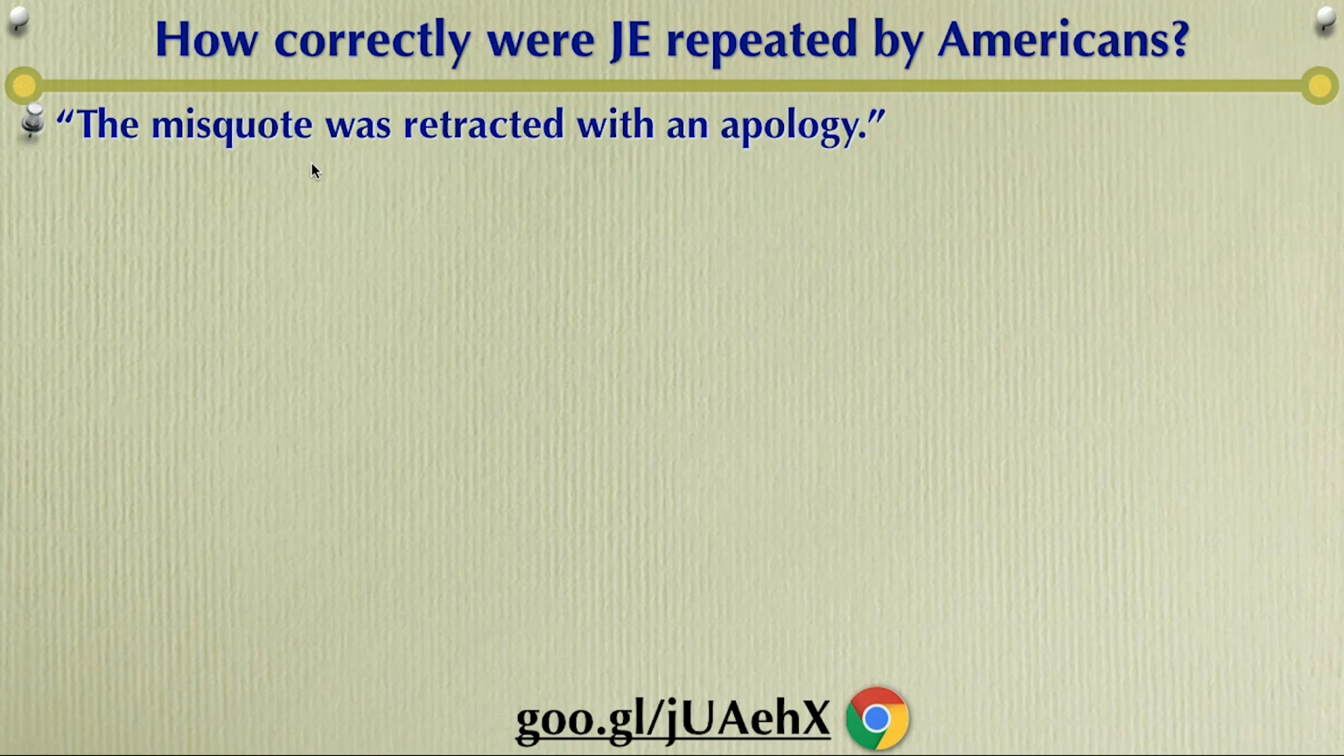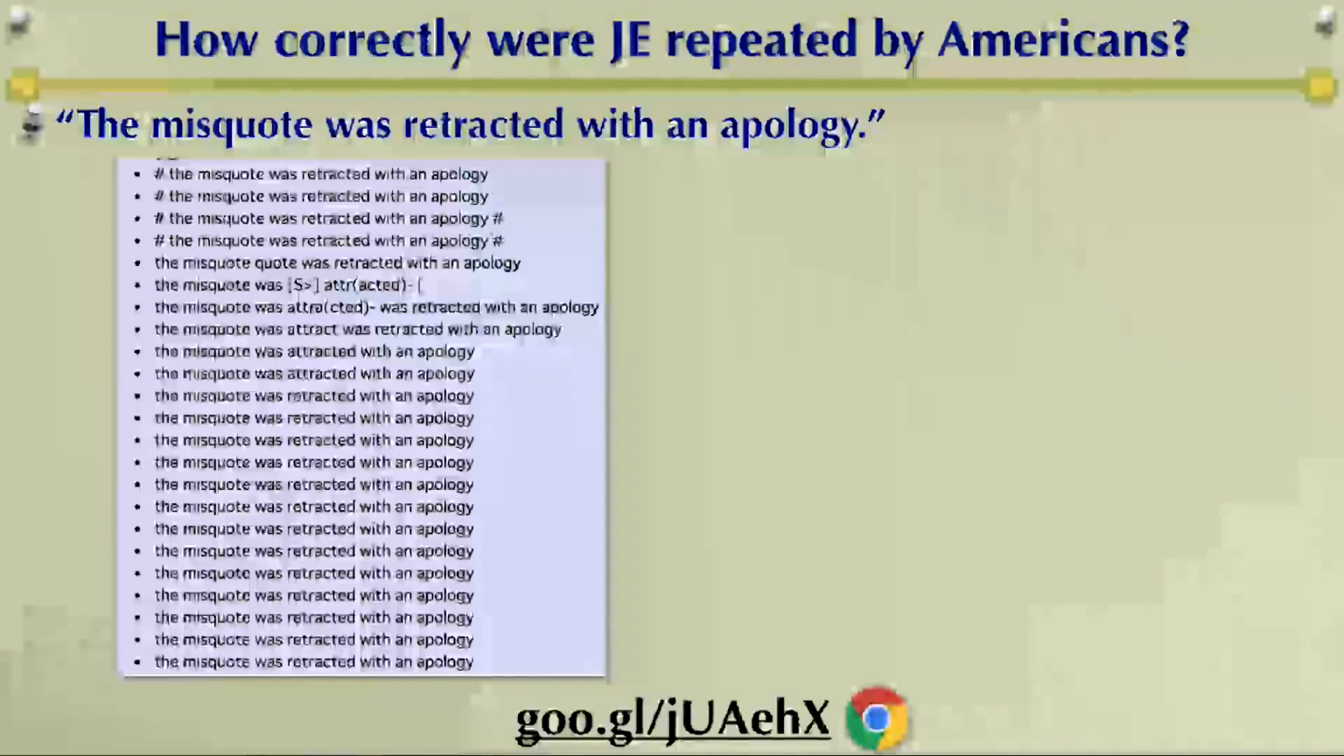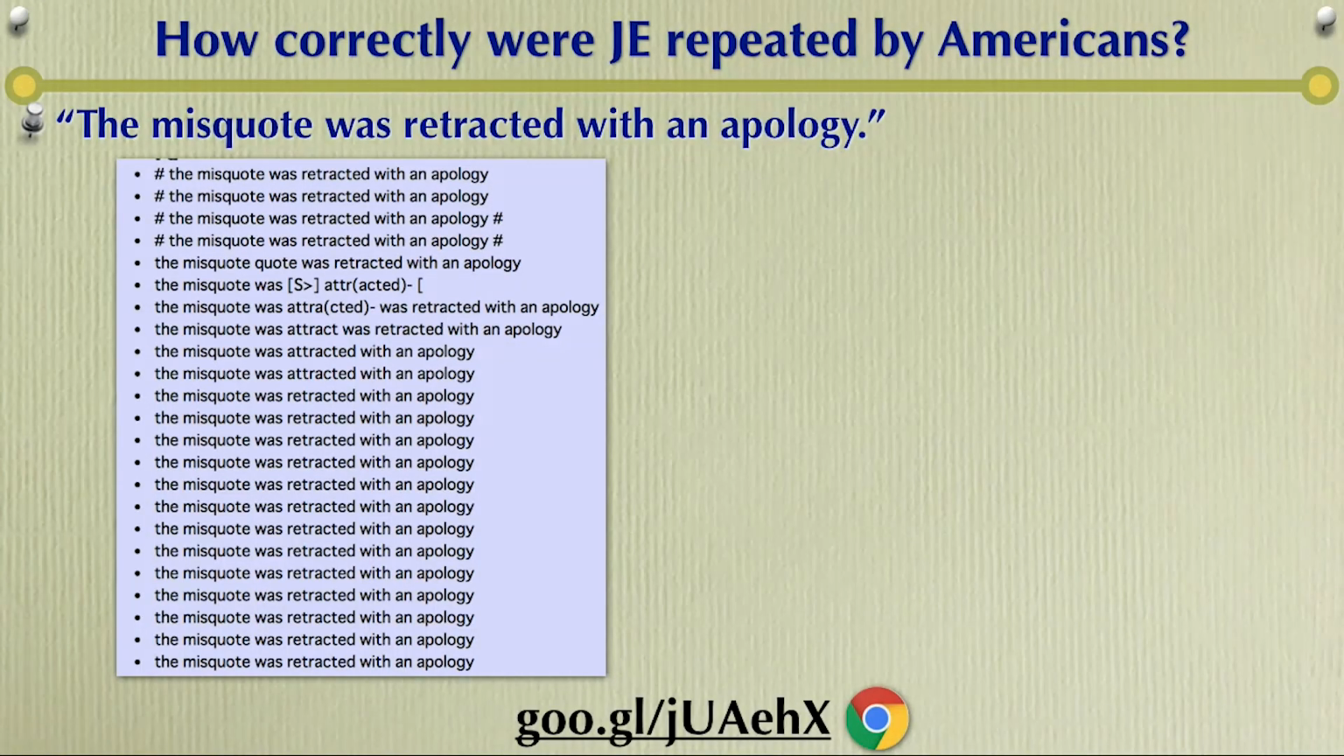This sentence was read by an American speaker: "The misquote was retracted with an apology." This sentence was presented only once to American listeners, and they had to repeat. The repetitions were transcribed like this. Native speakers read, and native speakers listen, and then repeat, and the transcriptions are almost perfect.